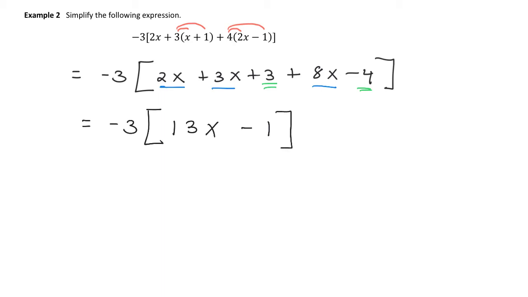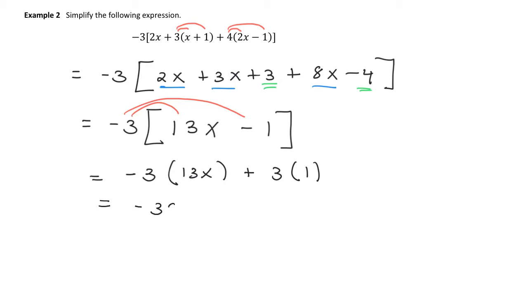So now that the inside is completely solved, it's okay to distribute this negative 3 to both terms. Since it's negative, I know we're going to switch signs, so it should be a negative to a positive. I'm going to write this one out carefully. This is negative 3 times 13x. And then it's going to be positive 3 times 1. That's positive because we have this negative multiplied to this negative. My final answer is negative 39x plus 3, and that's it.